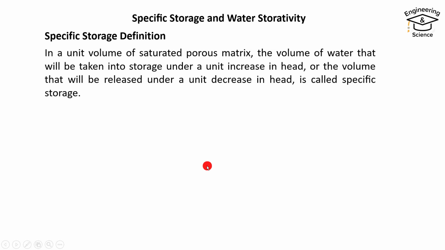Specific storage definition. In a unit volume of saturated porous matrix, the volume of water that will be taken into storage under a unit increase in head, or the volume that will be released under a unit decrease in head, is called specific storage. The formula is mu sub S. Mu sub S is a symbol for specific storage.